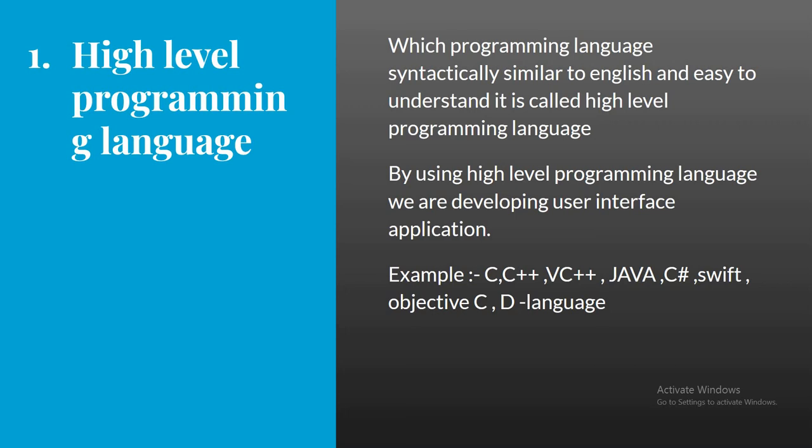A language similar to English is called a high level programming language, but our computer doesn't know these English words, so we need to convert it into binary and then execute it. For this, as I showed you earlier, we have interpreter, assembler, and compiler.